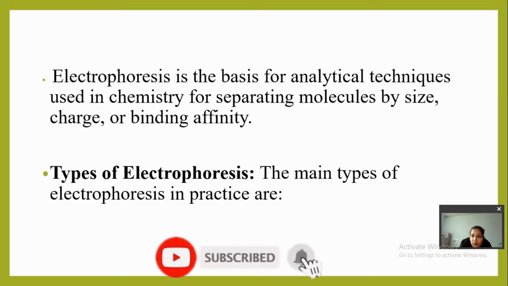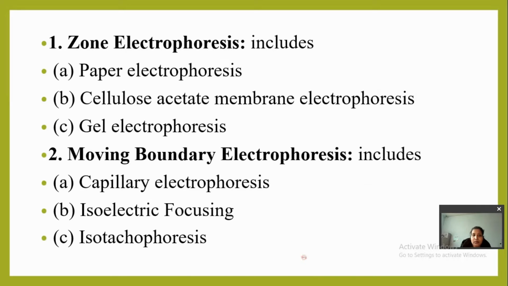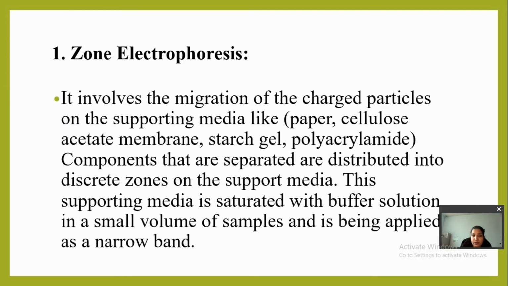Now, types of electrophoresis. The main types of electrophoresis are zone electrophoresis and moving boundary electrophoresis. Zone electrophoresis includes paper electrophoresis, cellulose acetate membrane electrophoresis, and gel electrophoresis. Moving boundary electrophoresis includes capillary electrophoresis, isoelectric focusing, and isotachophoresis. Now, in this session, we will discuss only zone electrophoresis.